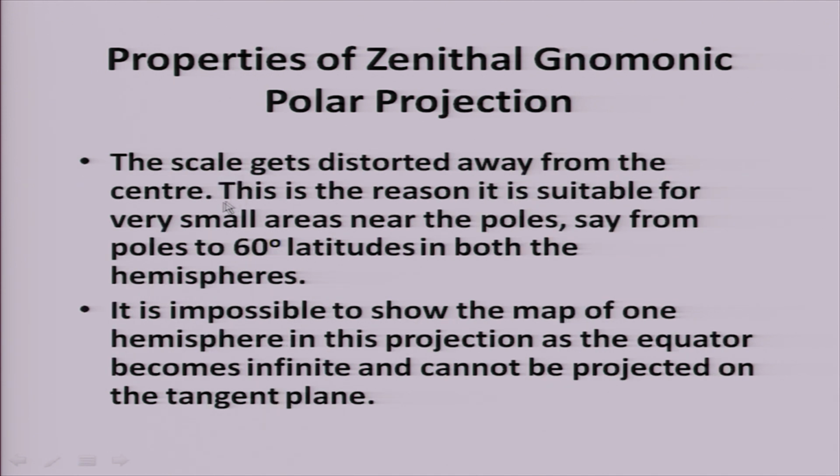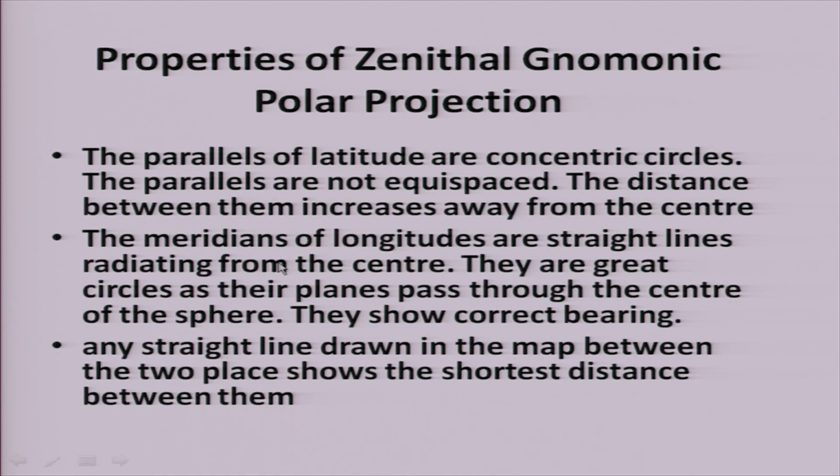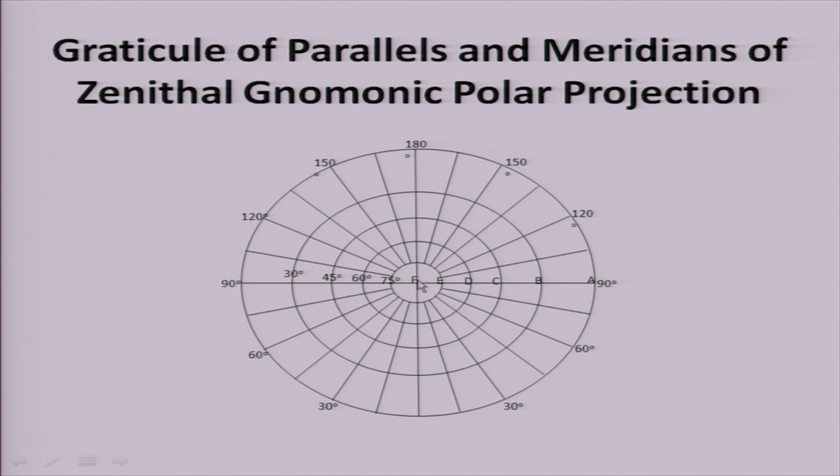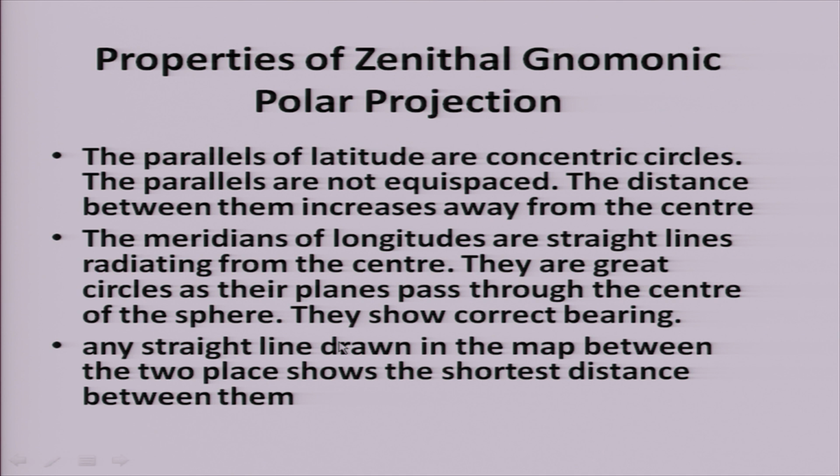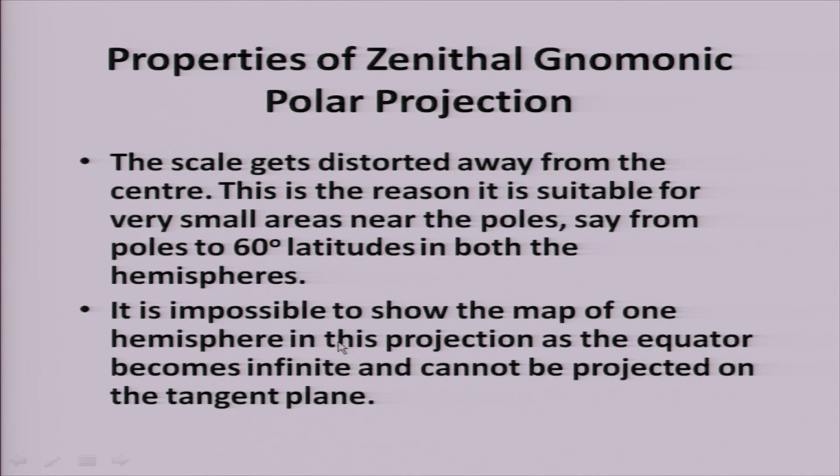And the scale gets distorted away from the center. This is the reason it is suitable only for small areas, like from polar regions to around 60 degree latitudes, whether it is north or south. So from polar region to 60 degree latitudes, it is convenient to show in this projection. Entire hemisphere cannot be shown in this projection.